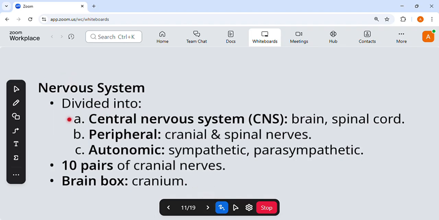Now, nervous system is divided into CNS, central nervous system, and peripheral nervous system. So, central nervous system includes brain and spinal cord.